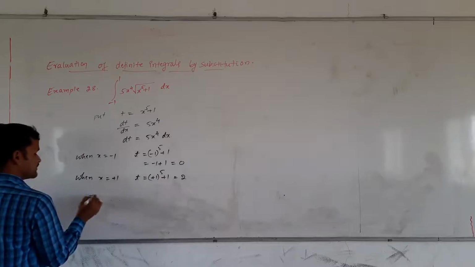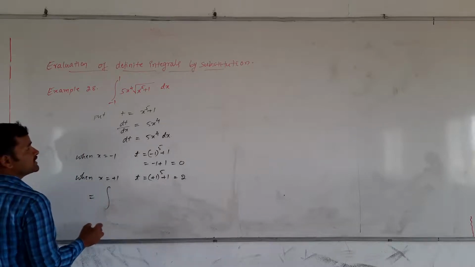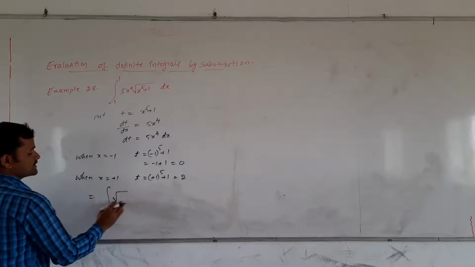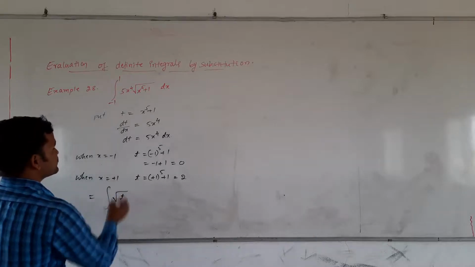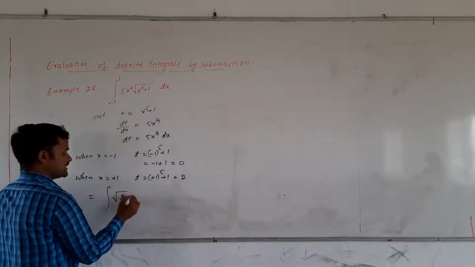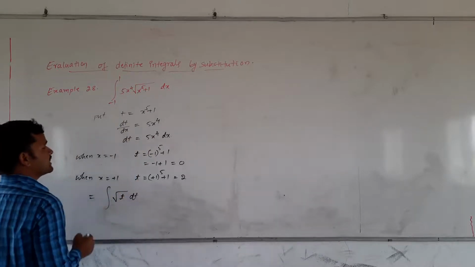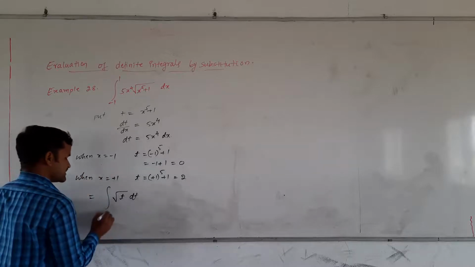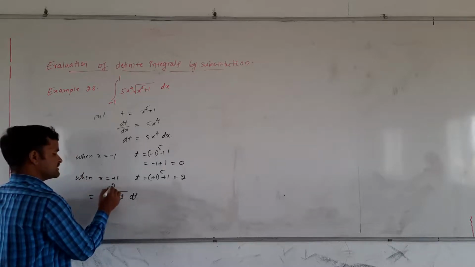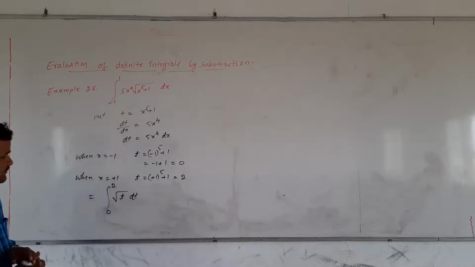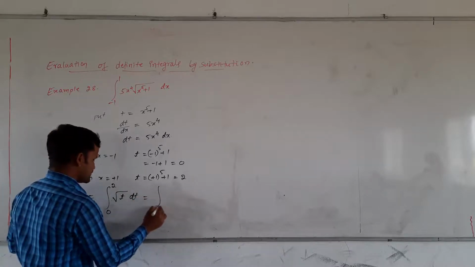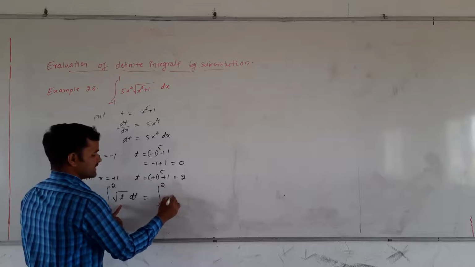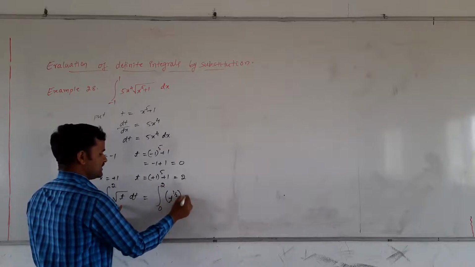Okay. Now, our integral will become the integration of square root of x raised to 5 plus 1, which is t. You write it as t. 5 into x raised to 4 into dx is nothing but dt. Write dt, and in place of minus 1 it is 0, in place of plus 1 it is 2. Integration of root t with respect to t from 0 to 2. What is the integration of root t? From 0 to 2, root t we will take as t to the power of 1 by 2 into dt.